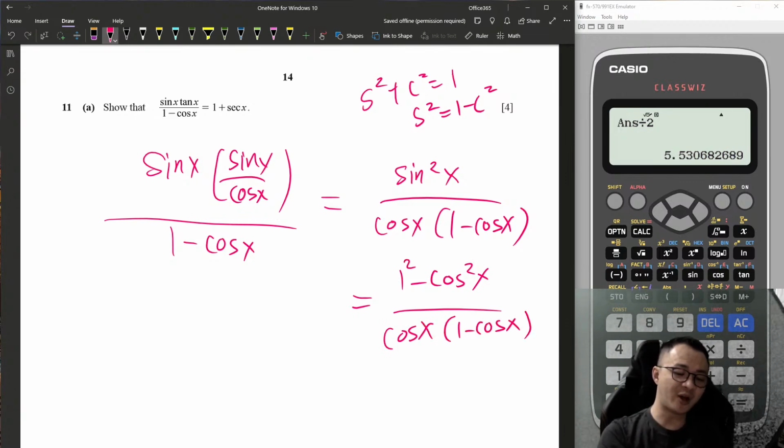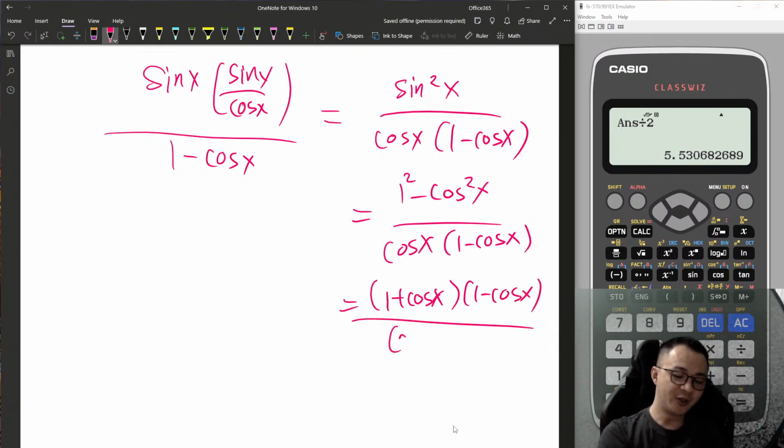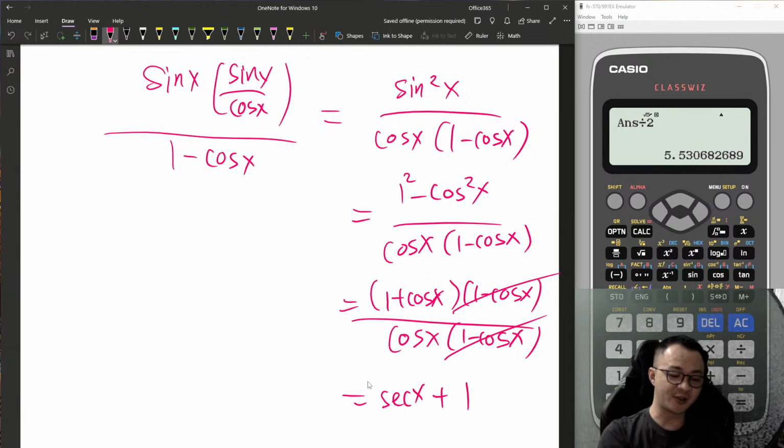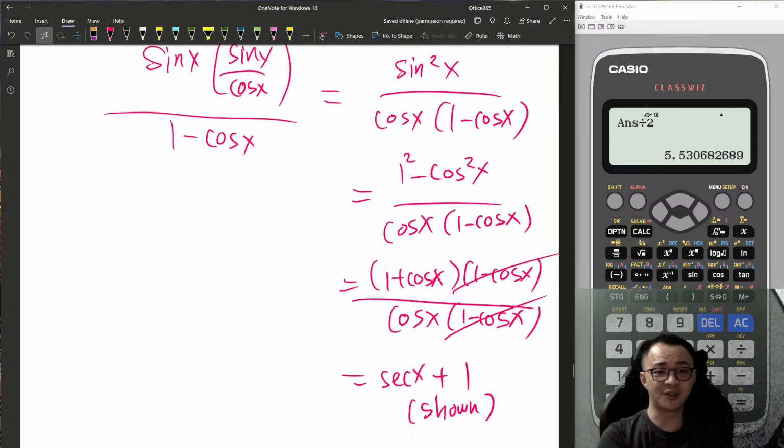So this is 1 squared minus cos squared, isn't it? So I will get (1 plus cos x)(1 minus cos x) over cos x (1 minus cos x). Cut. 1 over cos x is sec x. Cos x over cos x is 1. Shown. Okay, so as long as you do carefully, this kind of question shouldn't be too difficult to solve.